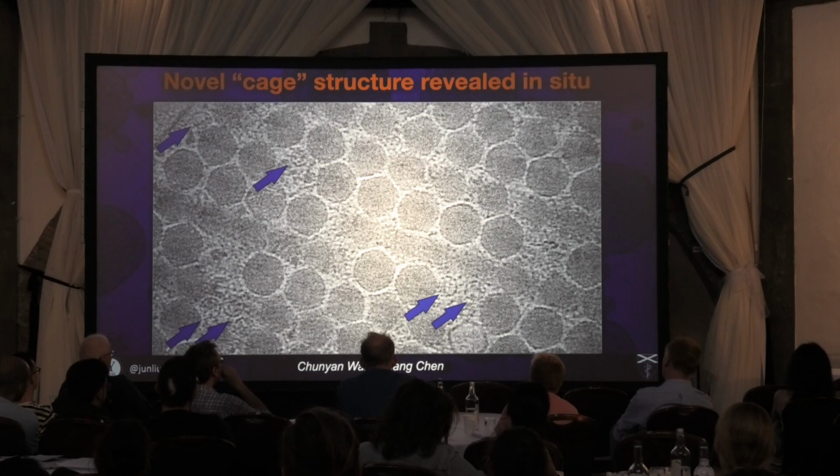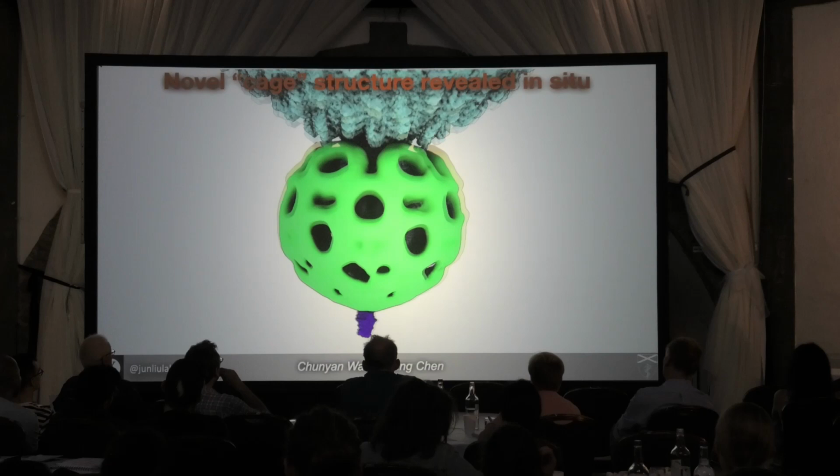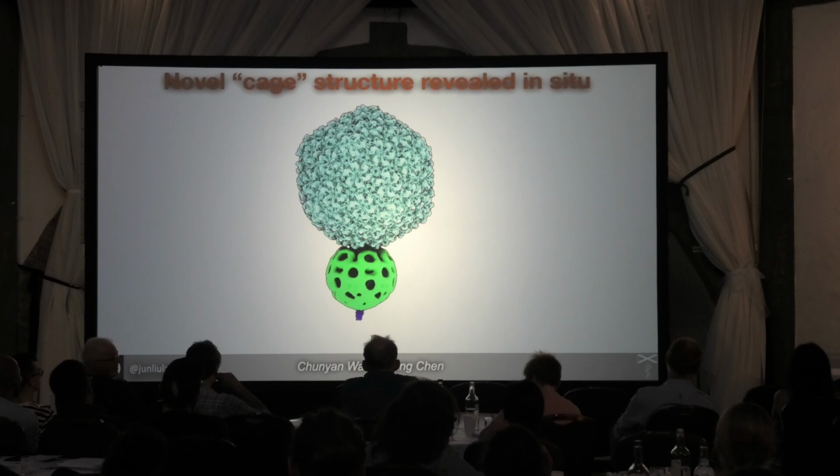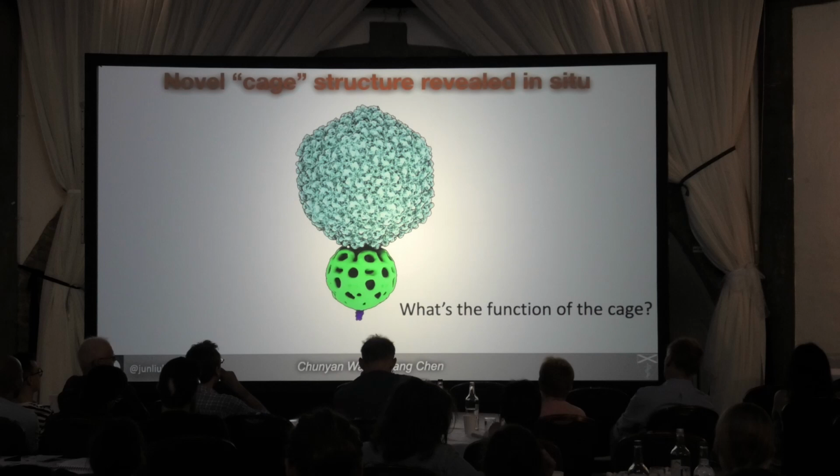So obviously we use subtomogram averaging, and this just shows what we saw: the cage is actually wrapping around to only protect the tail machine inside the cell. And obviously we have no idea what the function of this cage is, but this kind of showcases the power of the technology, allowing us to see something that has been literally studied for 50 some years.